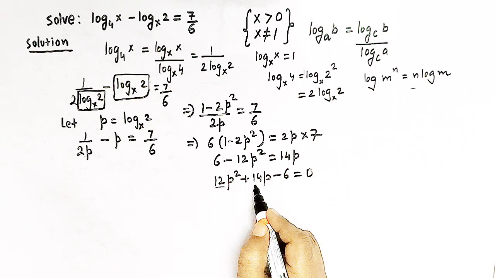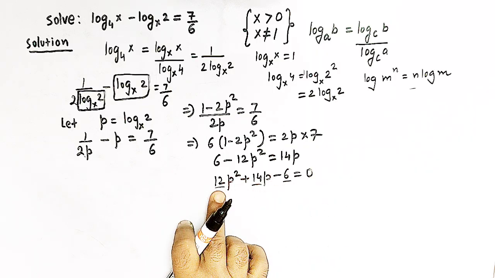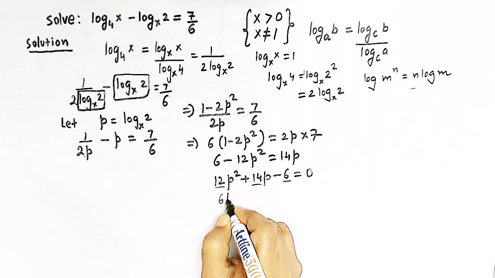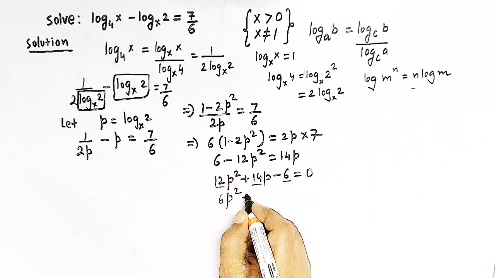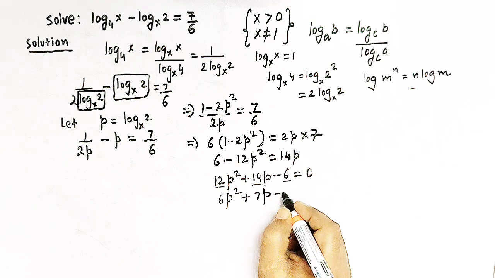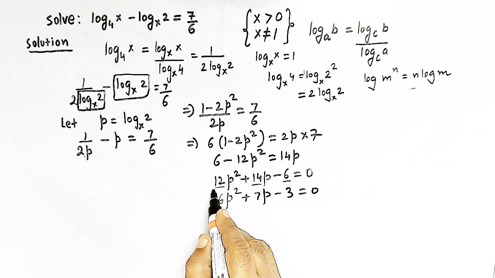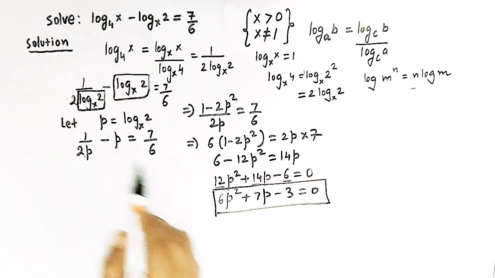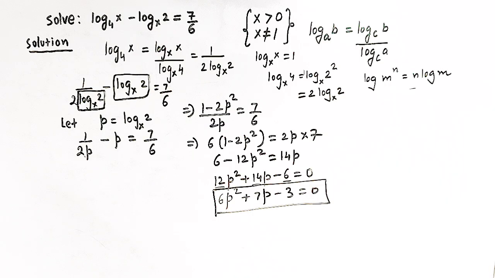And here we can see that we can divide both sides by 2. So here we have 6p square, because 2 is the common factor here. Then we have 7p, and then we have here minus 3, right? So we have obtained a quadratic equation here in p, where p is logarithm of 2 to the base x.